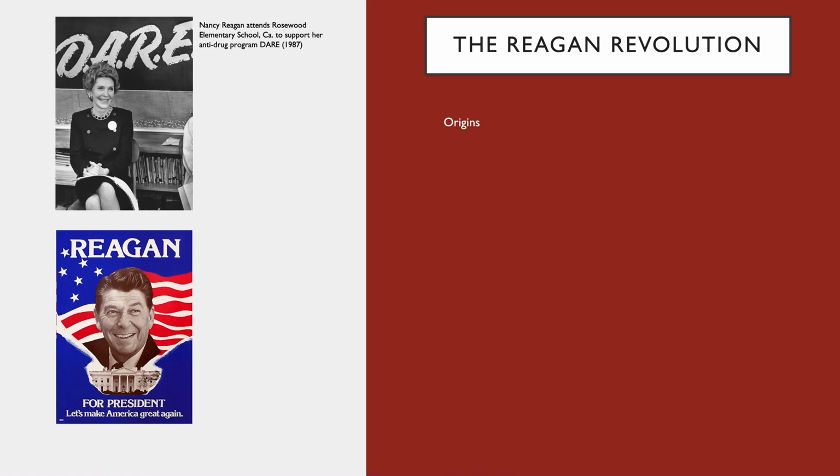Reagan's father took charge of the local Work Progress Administration branch in Illinois, and Reagan often referred to FDR as his idol, supporting many of his programs. So what changed?